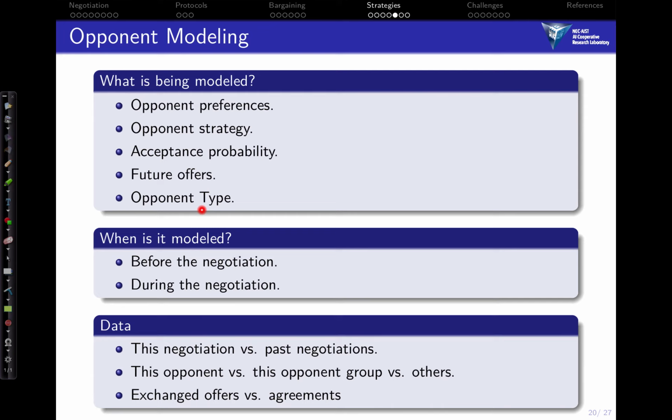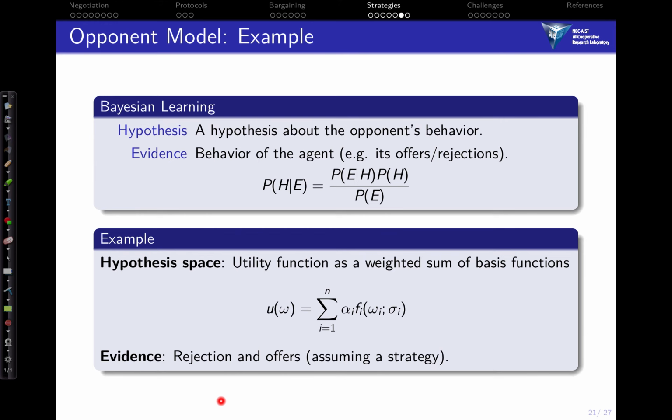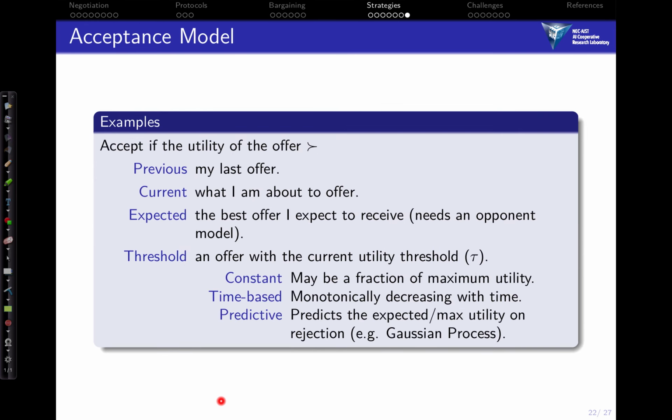And when do you do the opponent modeling? Sometimes you do it before negotiation, and sometimes during the negotiation. Of course, during the negotiation is the most widely used strategy. And the data you use, either this negotiation or all past negotiations, this opponent or a set of opponents that are similar, or everyone else. And when you are using past negotiations, you may just use agreements at the end or all exchanged offers to learn the opponent model. So these are some examples of opponent models. I'm not going to speak about them.